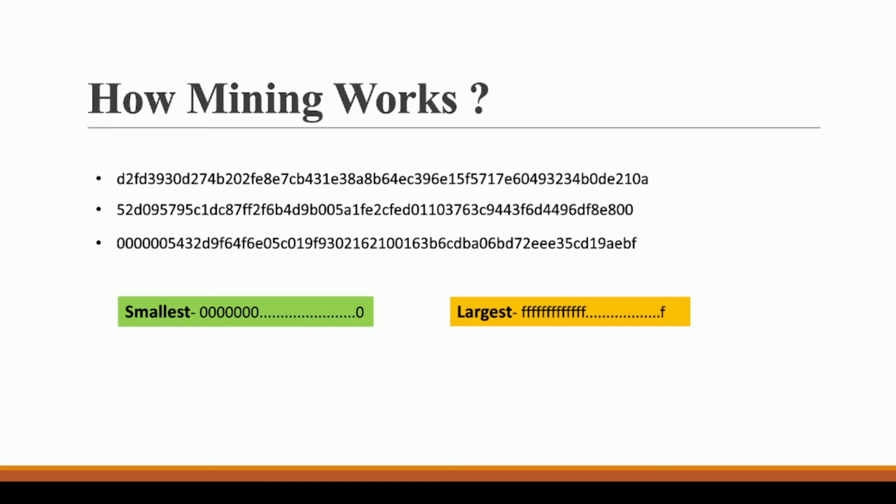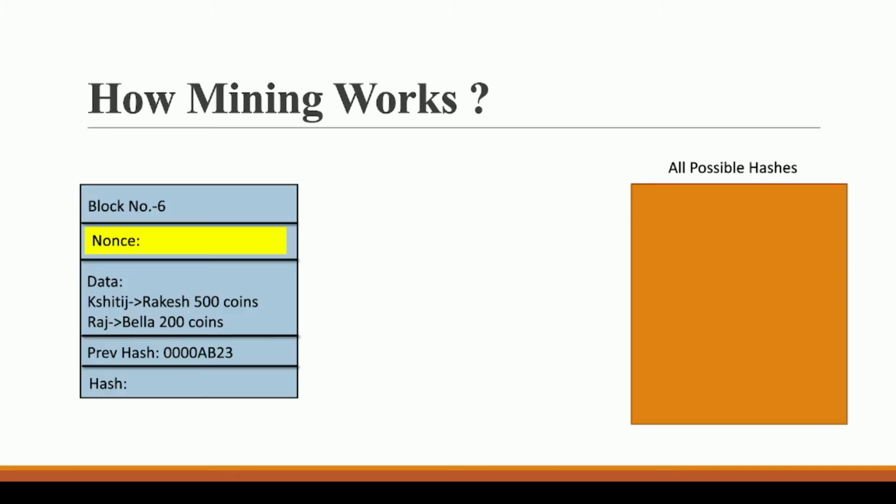Now, why I'm telling you all these things, you will understand. So this is our block. We have some data, but we do not have any nonce. Since we do not have any nonce, we do not have any hash here. And this is the set of all possible hashes. When I say all possible hashes, I mean all the hexadecimal numbers from smallest to largest.